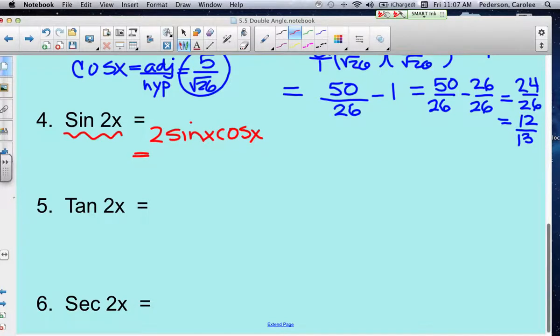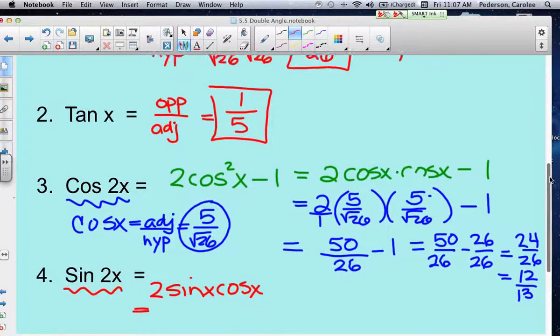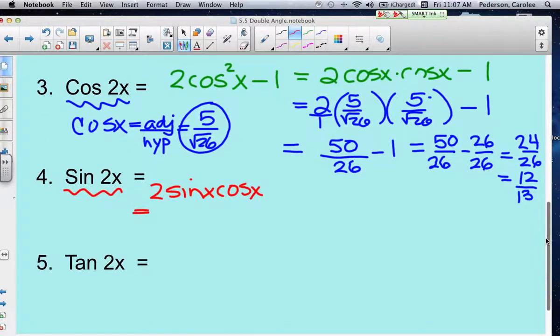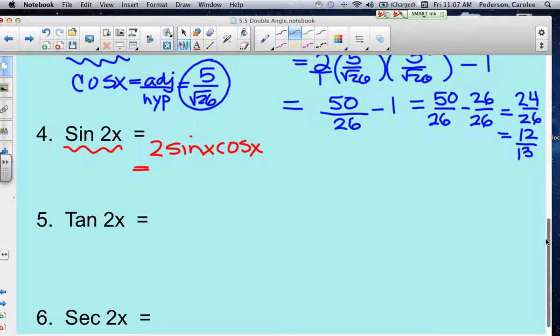Well, the sine of x we already found. The sine of x up here was 1 over the square root of 26, or square root of 26 over 26. So 1 over the square root of 26. I'm just going to leave it without it being rationalized. And then the cosine of x is just right above here. 5 over the square root of 26.